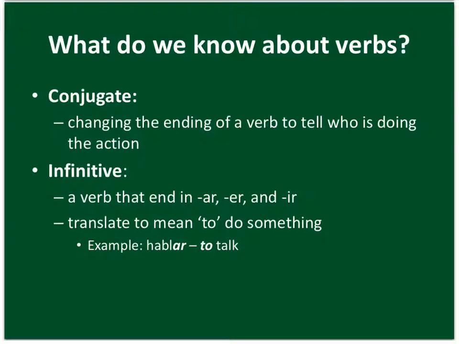So what do we know? First of all, we know that we can conjugate a verb. And conjugate means changing the ending of a verb to tell who's doing the action. We know that the most basic form of a verb is an infinitive. And in Spanish, infinitives end in AR, ER, and IR. But in English, those translate to mean to do something. So, for example, the verb hablar means to talk. The AR on the end is the "to" part in Spanish. That's its equivalent in English.